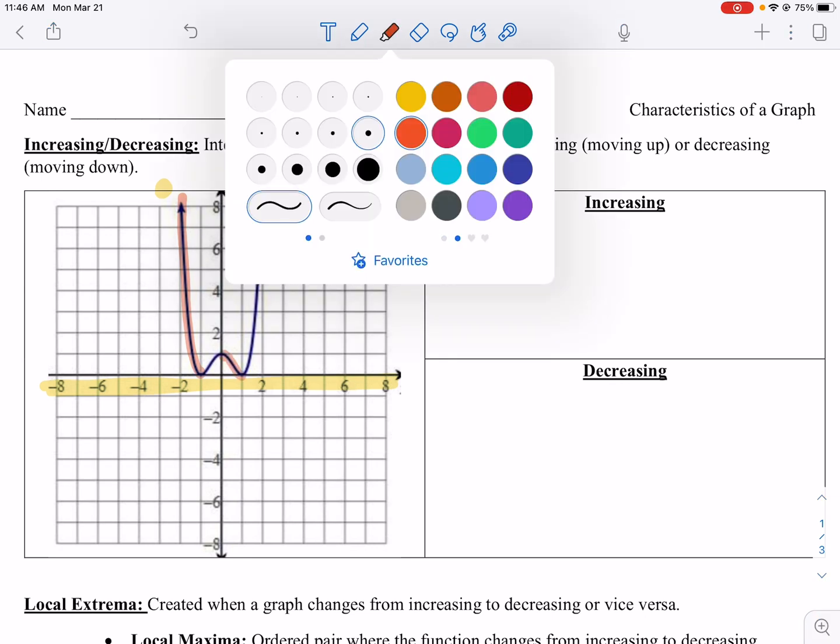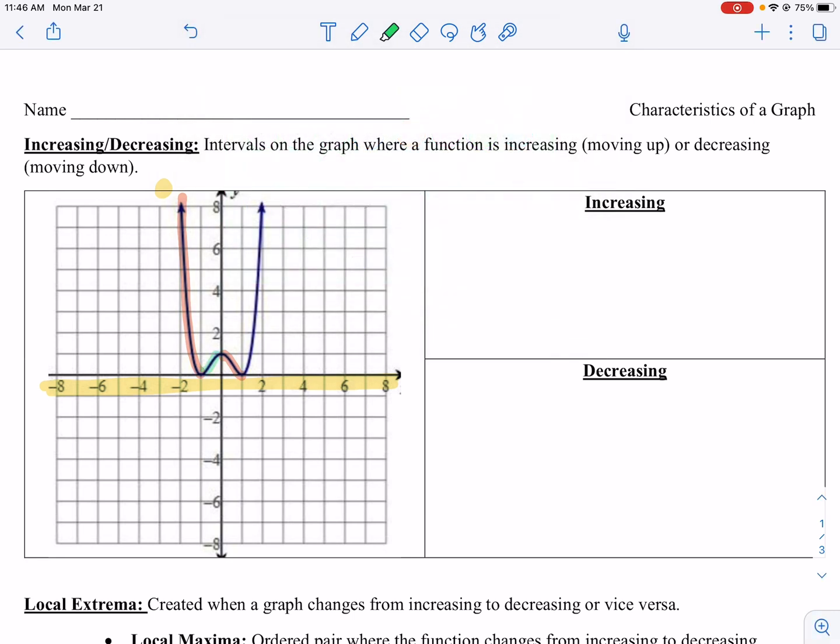And then if I were to switch colors, I would say that it's going in the opposite direction here and all the way up here. And the arrow implies that it keeps going off this graph. So in the orange section, I would say that this function is decreasing. And in the green section, I would say this function is increasing.